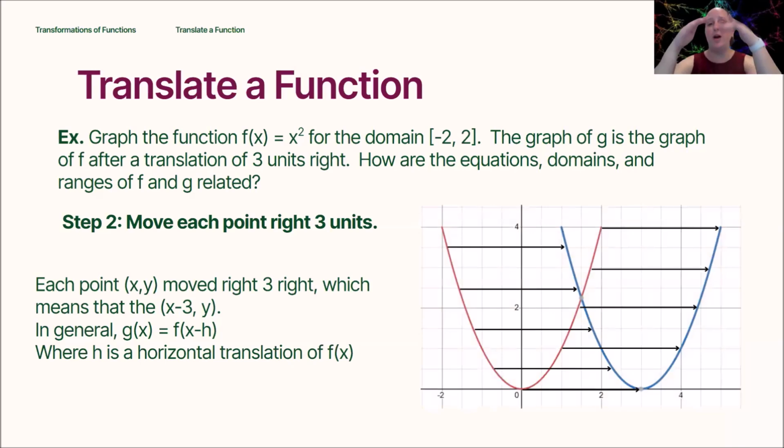Okay, I didn't move up and down, I moved side to side. So each point (x, y) moved right 3, which means that the x minus 3, in general, g of x is f of x minus whatever you move. So if I moved 3 units, this is actually going to be +3.